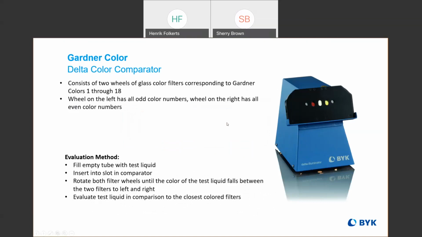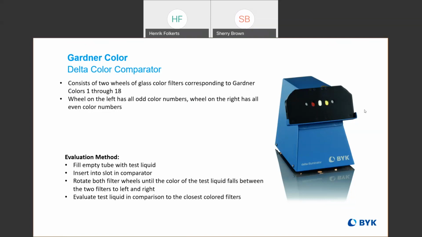So the next evaluation method we have is also a visual evaluation method. This is called the Delta Color Comparator, and this consists of two wheels of glass color filters corresponding again to the Gardner colors 1 through 18. So whereas the rack of liquid standards is just a bunch of liquids that correspond to the Gardner color numbers 1 through 18, here we're using glass filters to reproduce those colors.